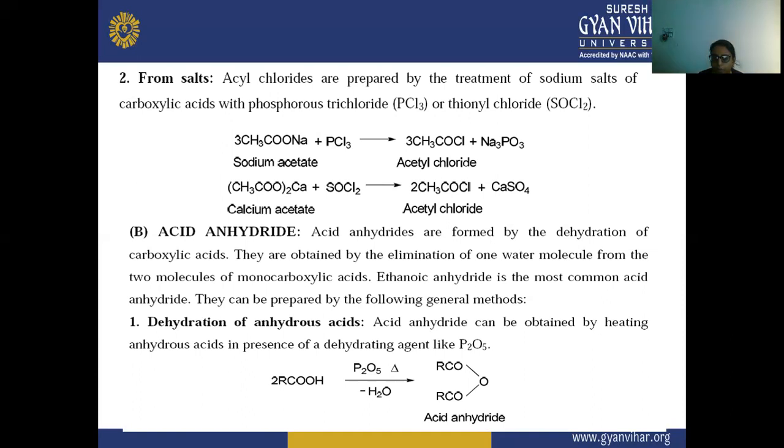So from the salt, the acyl chlorides are prepared by the treatment of the sodium salt of carboxylic acid with phosphorus trichloride or thionyl chloride. Here CH3COONa, that is sodium acetate salt, plus PCl3, there is a formation of acetyl chloride plus Na3PO3.